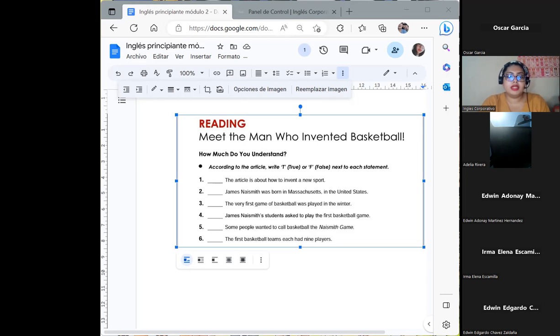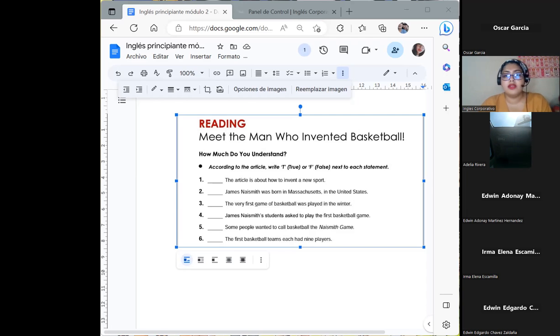James Naismith's students asked to play the first basketball game. False. He was the one that asked the students to play the first basketball game. Very good. Number five. Some people wanted to call basketball the Naismith game.